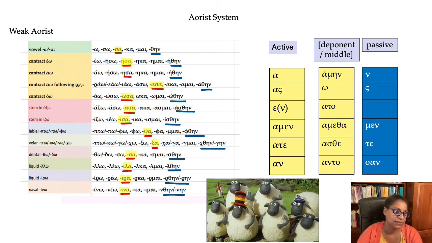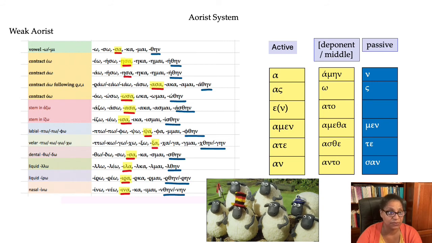Then you have, whether it's a labial, velar, dental, etc., the labial reaction to a sigma gives you sa. The velar reaction to a sigma gives you xa with a xi. And the dental interaction with a sigma gives you sa. And then you have your double lambdas, ila, your rho, iro gives you ira, and your iota nu gives you ina. Okay, so these are all predictable, so these are weak.